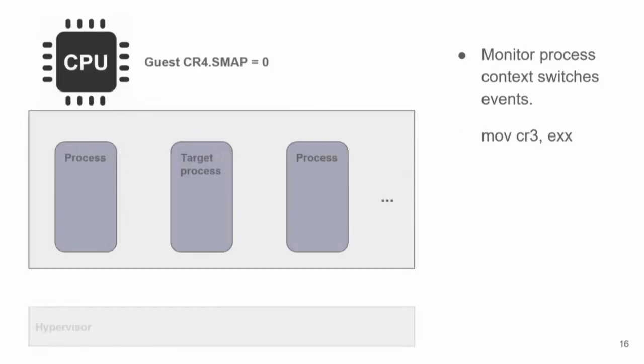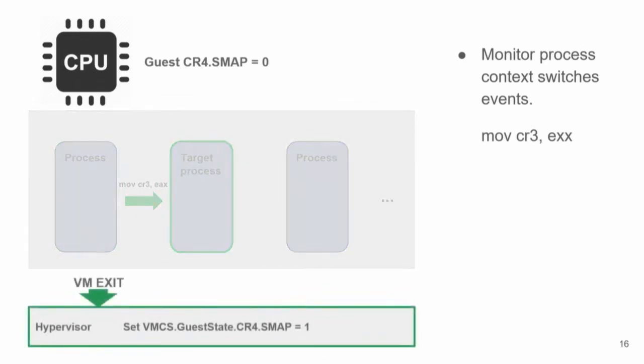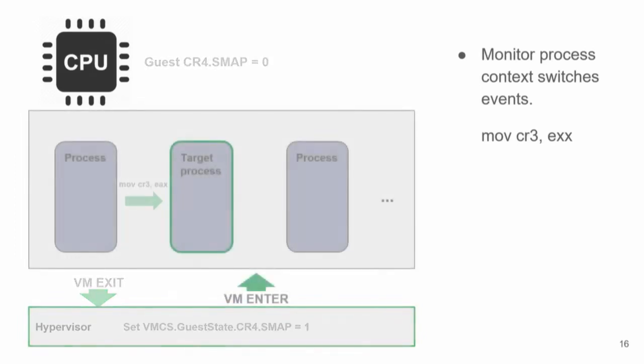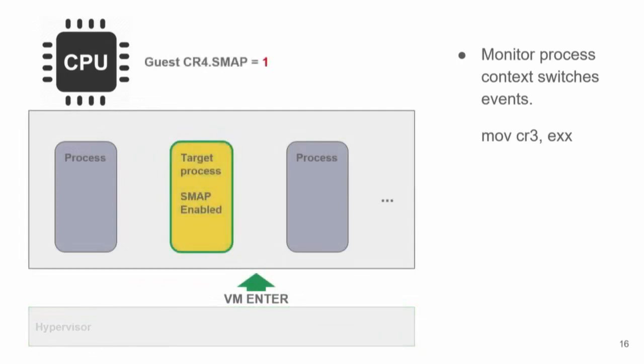And here's an example. We monitor process context switch events. For us, that's a move from a general register to the CR3 register. So when that happens, it will cause a VM exit, and it will exit to the hypervisor. And in the hypervisor, we set the ISMAP bit to 1. And when the hypervisor goes back to the VM again, the data will be flushed back to the real processor. And so for the target process, it feels that ISMAP has already been enabled.